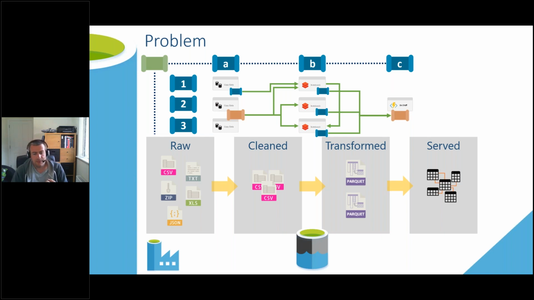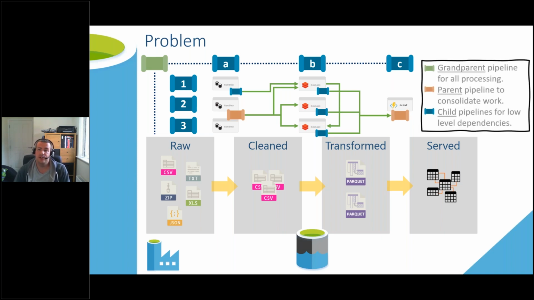This could work. We have the obvious management overhead here again, but we could say, as a definition, our grandparent pipeline is what we use for all of our processing at the top level. We then have our parent pipelines to consolidate these common things that we want. And we say that our child pipelines are used for those lowest level dependencies. As a definition, as a kind of baseline, this could work. This could be okay. It's not ideal.